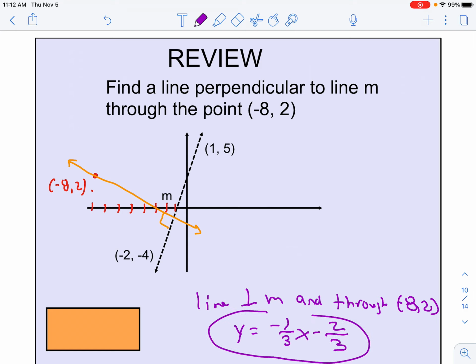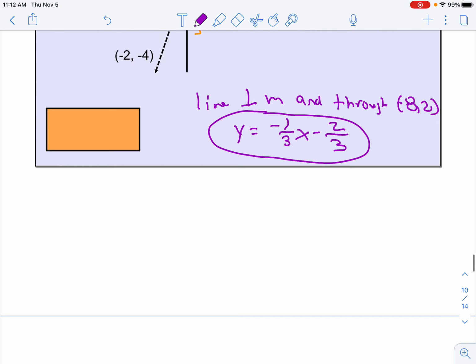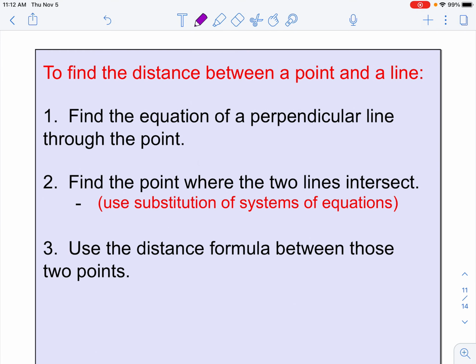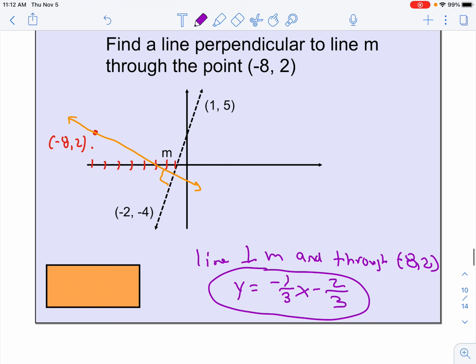Now, if you did not get that correct, go back to the notes and I will work out this problem in the notes. But we're going to go on and use that information to see if we can find the distance between a point and a line. It's kind of what we did on the last example, and now we would be finding the distance between this point and the line. And remember, that has to be the perpendicular distance, so that's why we need that equation of the line.